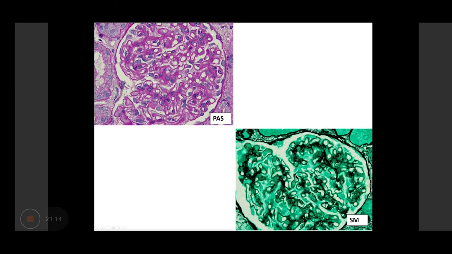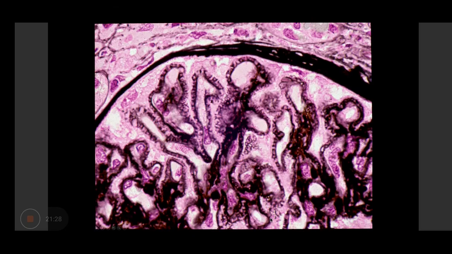In addition, when you do the silver methenamine stain, you can see there are fine spikes all along the outer surface of the basement membrane. Here also you can see a fine fluffy projection. These are the spikes. This is a high-power view of the Jones silver methenamine stain, where you can see these numerous spikes present on the outer surface of the basement membrane. So this confirms a diagnosis of membranous glomerulonephritis.